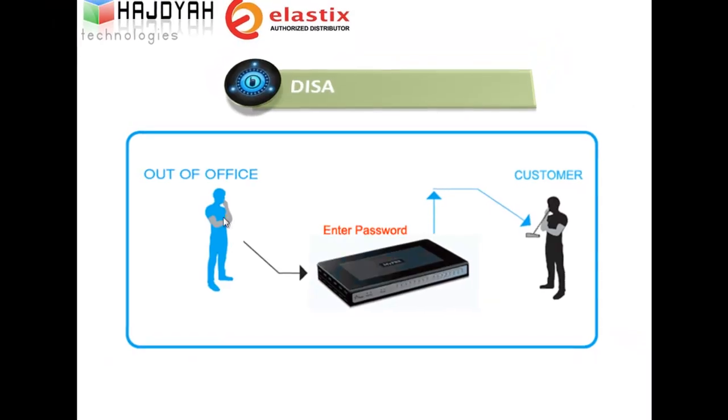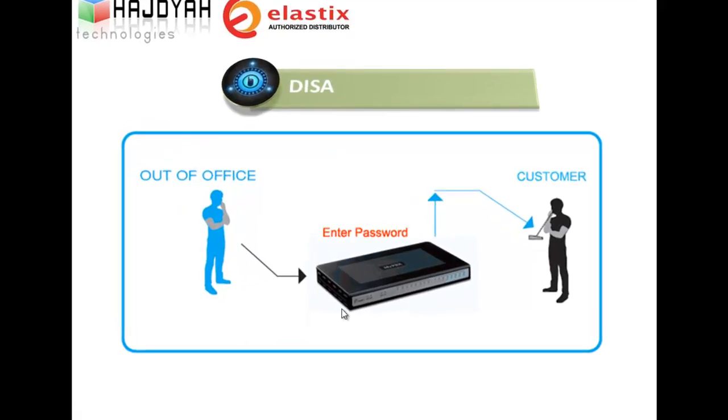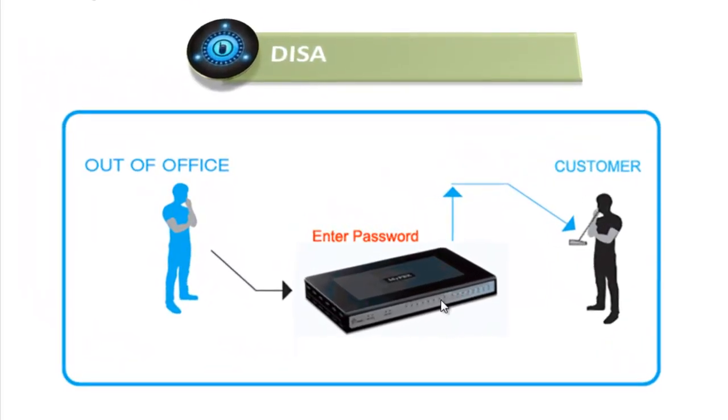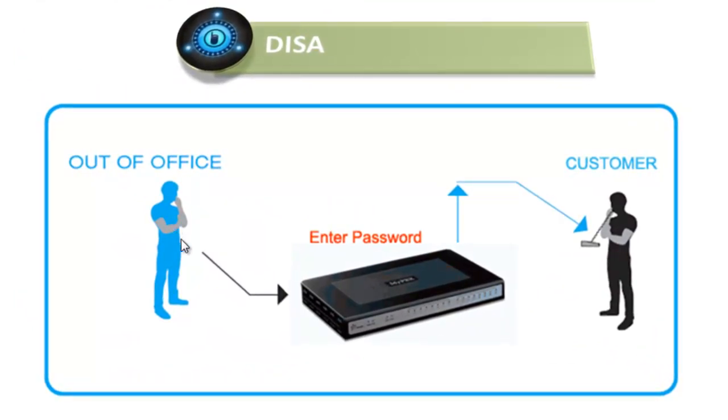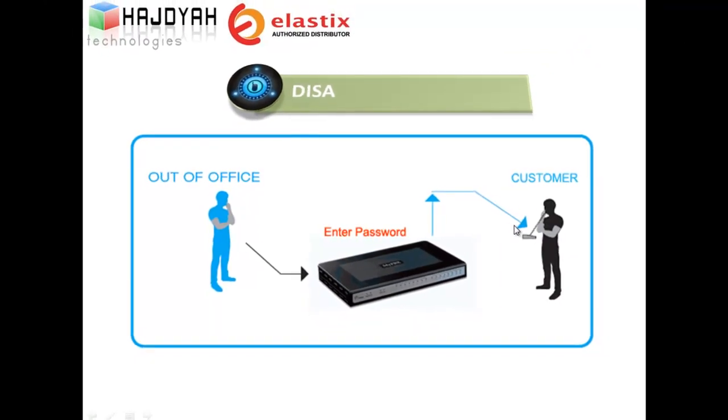DISA, Direct Inward System Access, is one of the great features where you can make a call from out of your office as though you are inside the office. That is, you can make a call utilizing the company's number or your office number. All you have to do is call your company's number, enter your username and password, and use your company's line to make a call to customers.